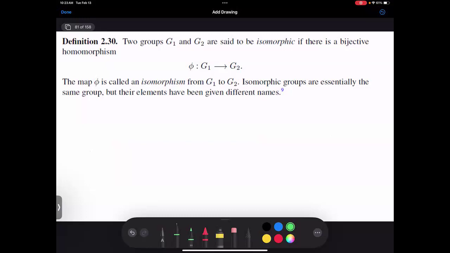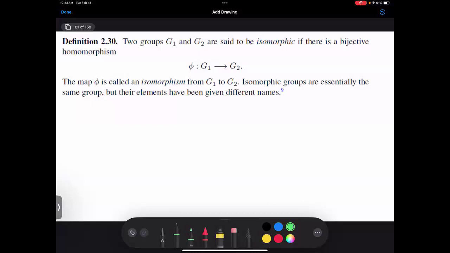The key observation is that isomorphic groups are essentially the same groups. They just have different names for the elements. Sometimes, depending on what you're doing, it's easier to see one group presented one way versus another. It doesn't really make a huge deal, but it's just good to know.